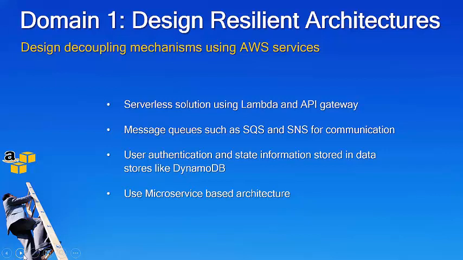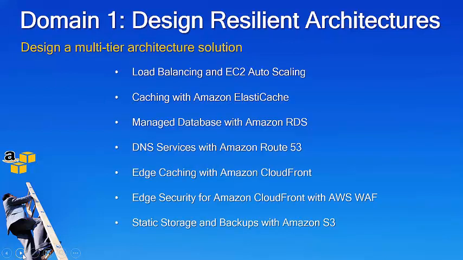Lastly, microservice architecture makes it easier to implement failure isolation. AWS provides multiple services to support microservice architecture, including ECS and API Gateway. Please focus on these services for the exam. The third objective under this domain is to design a multi-tier architectural solution.